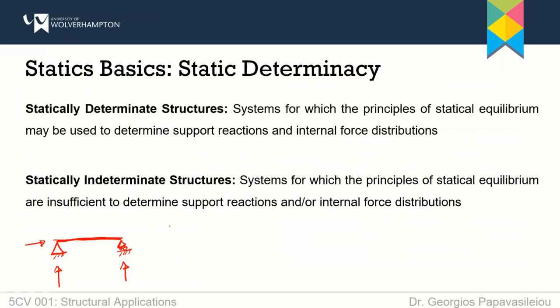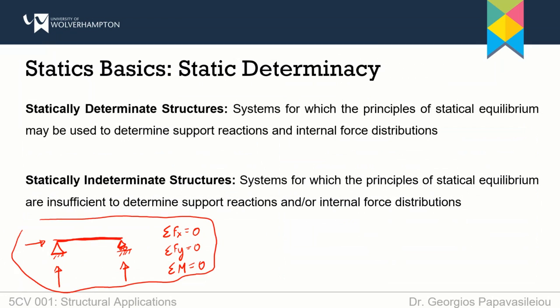And at the same time, we have three equations that should apply so that it remains in equilibrium. The sum of forces in x direction has to be equal to zero. The sum of forces in y direction has to be equal to zero. And of course, the sum of moments about any point should be equal to zero. So we have three equations and we have three unknown forces. This means that it is possible to solve this system of equations. So it is mathematically possible to get a result for the forces. So in this case, over here, we have a statically determinate structure.